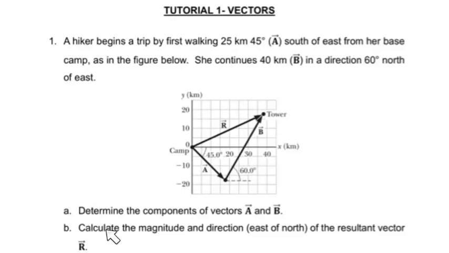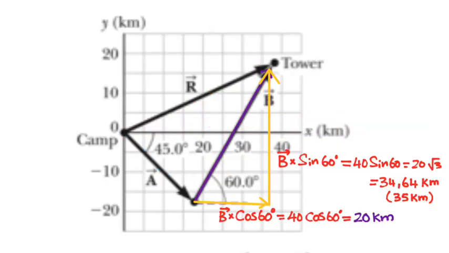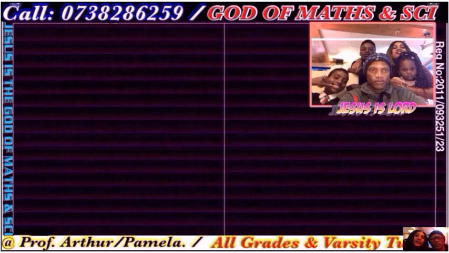And then part B says, calculate the magnitude and direction east of north of the resultant vector. So they're telling me this is the resultant vector. All right. First, we need to do the sum of all the forces acting along the x-axis. Isn't it right?